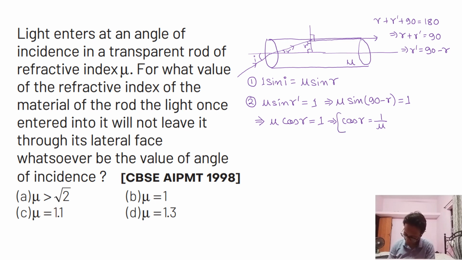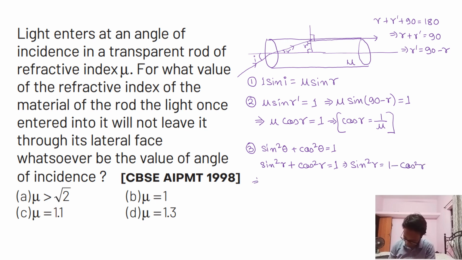Now there is another trigonometric relation. We know that sine square theta plus cos square theta is equal to 1. So by using the same trigonometric principle, sine square r plus cos square r is equal to 1, or sine square r is equal to 1 minus cos square r.